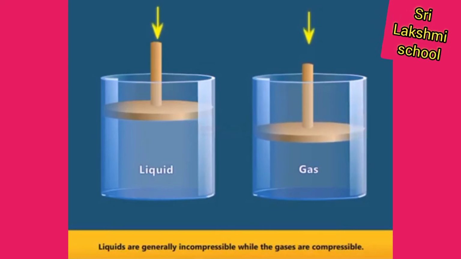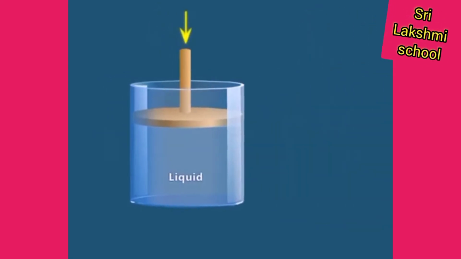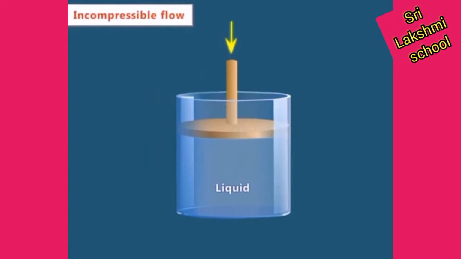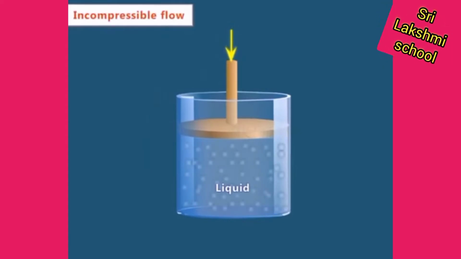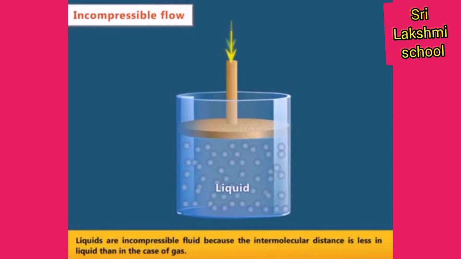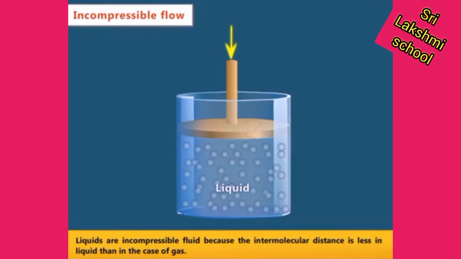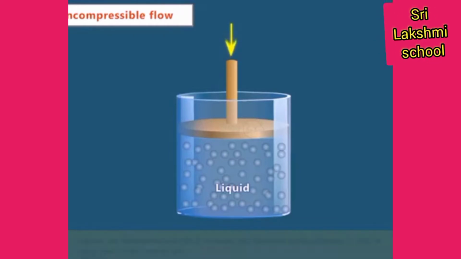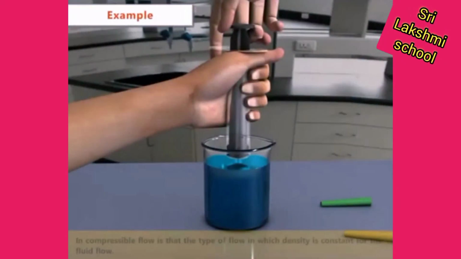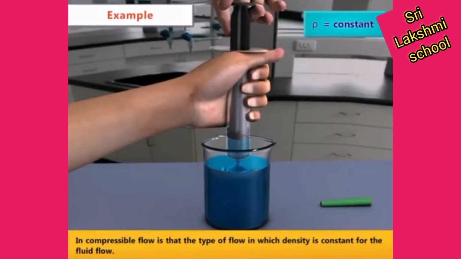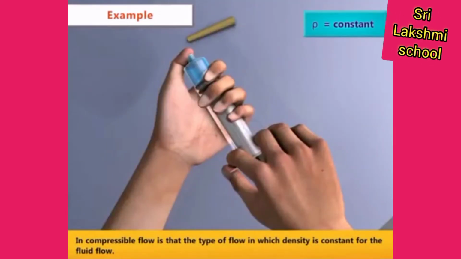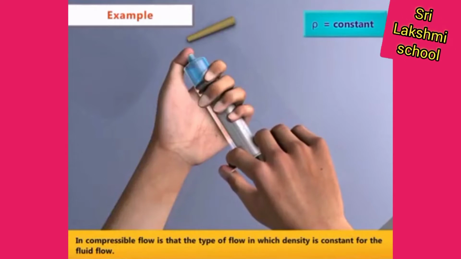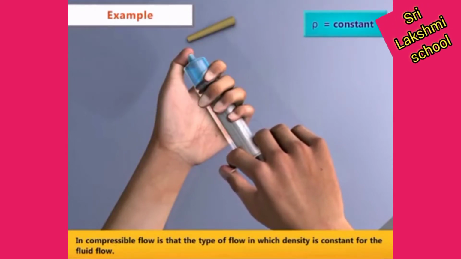You can compress gases but you cannot compress liquids. What is the reason behind that? Because liquids are already very close to each other. The molecules are very close to each other. Their density is constant and density cannot be changed. Now, when you try to compress liquids like water, it cannot be compressed because the density is constant in water. So further it cannot be changed.